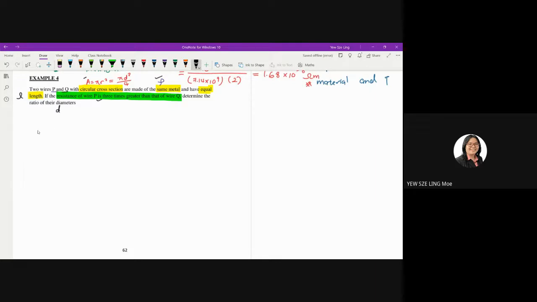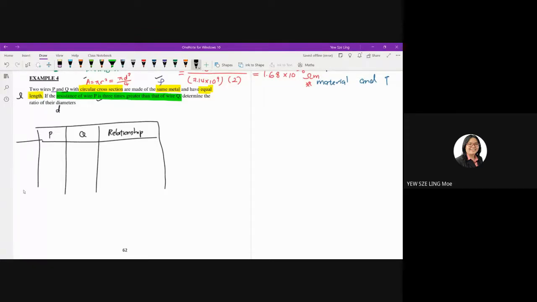Therefore, now let us make a table. Let us put every piece of information into the table first. So now we have wire P, wire Q, and then this column we leave for the relationship. Relationship of what? Relationship of P and Q. And then here is the variable. Let us start from rho.